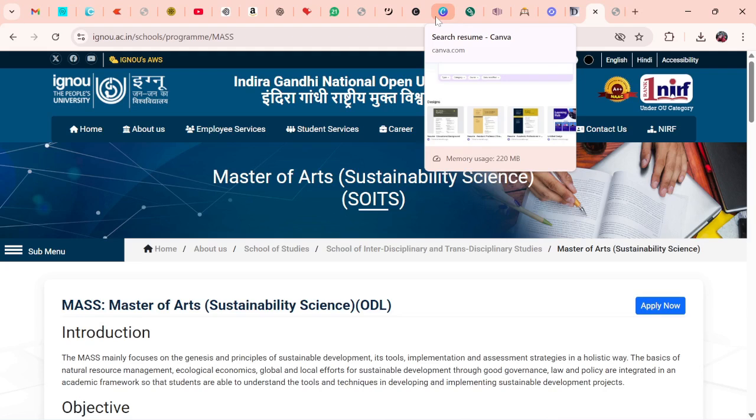One project, one report, and a lot of confusion. That is the reality of many sustainability students. If you are pursuing a postgraduate diploma in sustainability science or a Master of Arts in sustainability science, then the MSDP 18 project report is something you cannot afford to take lightly.